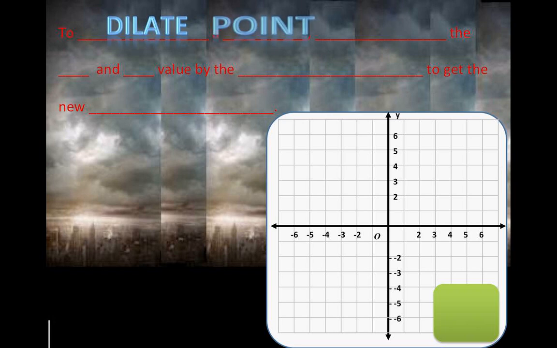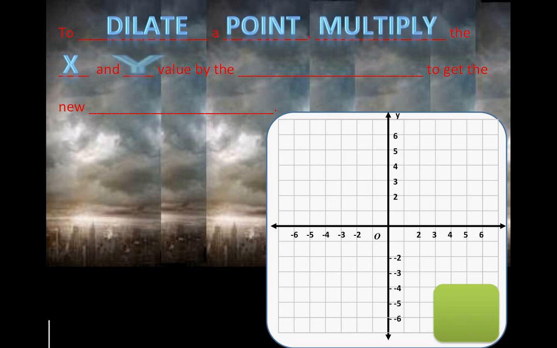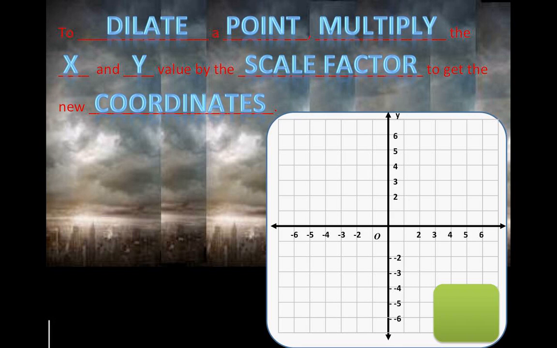To dilate a point, you're going to multiply both the x and the y values by whatever the scale factor is. So if your scale factor is 2, you're going to multiply the x and the y by 2. If your scale factor is -3, you're going to multiply it by -3, both the x and the y values. This will give you the new coordinates for your image.